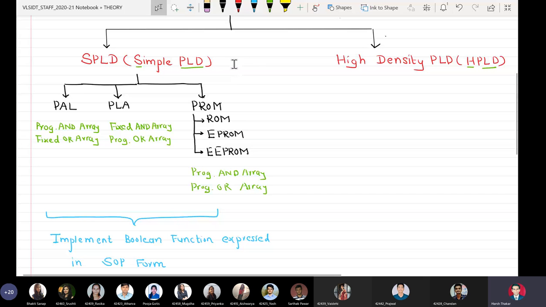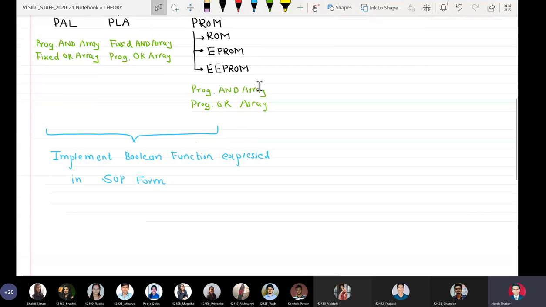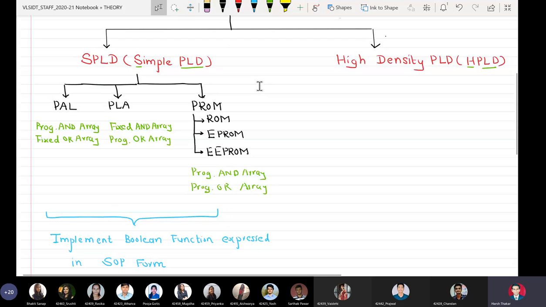But the problem is why some manufacturers had to go for high density PLDs, because as long as the summation of inputs and outputs of a system is less than or equal to 32, till that time you can use simple PLDs. When the summation of inputs and outputs exceeds 32, at that time it becomes very cumbersome to implement that function using SPLDs. You have to go for high density PLDs.